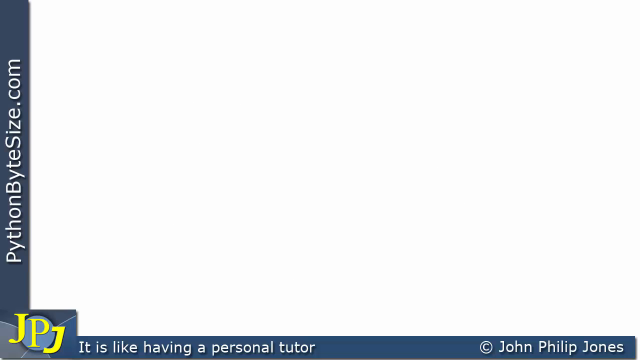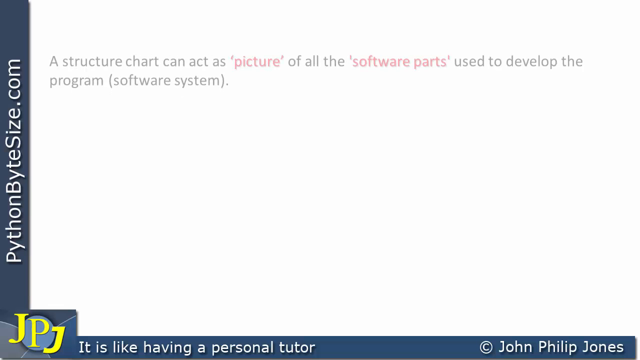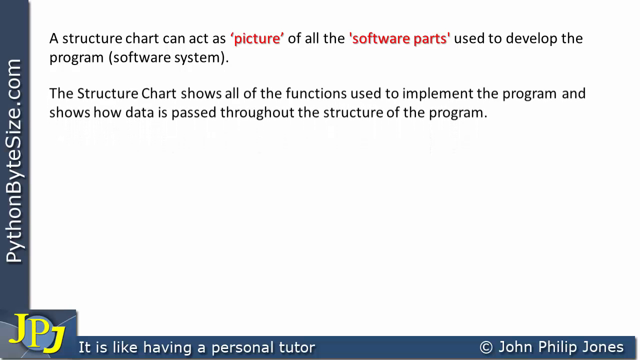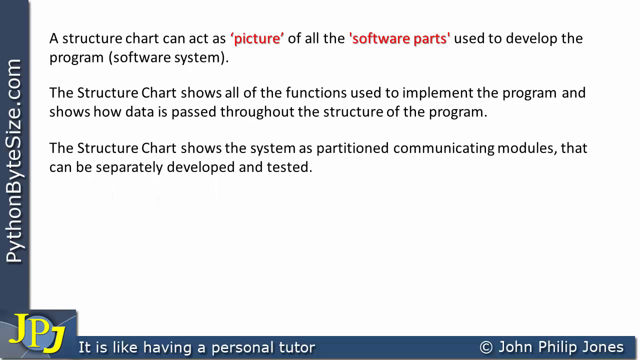Let's summarize the usefulness of structure charts. A structure chart can act as a picture of the software parts used to develop the program, i.e. the software system. The structure chart shows all of the functions used to implement the program and shows how data is passed throughout the structure of the overall program, i.e. the overall software system. The structure chart shows the system as partitioned communicating modules that can be separately developed and tested.